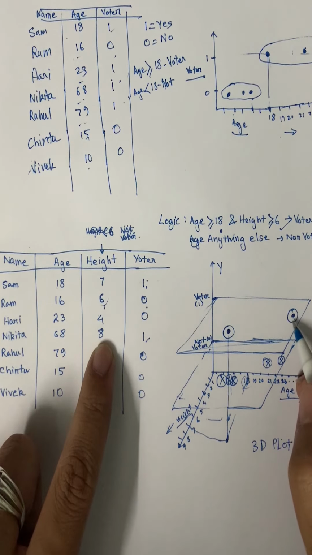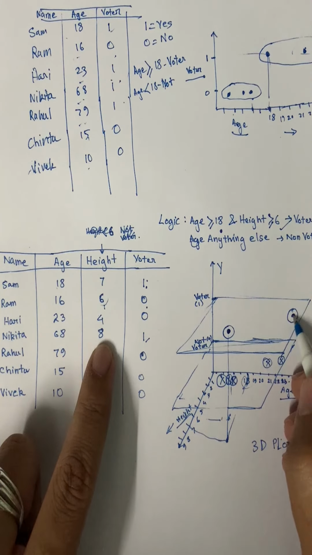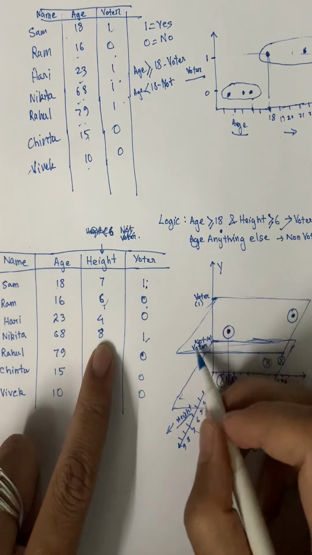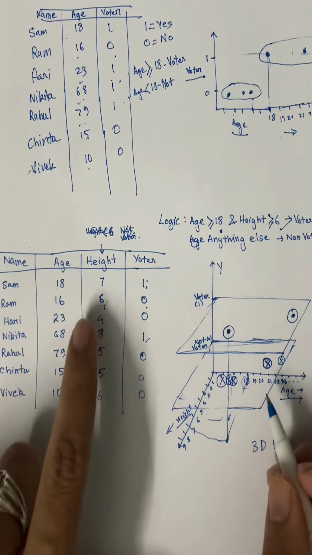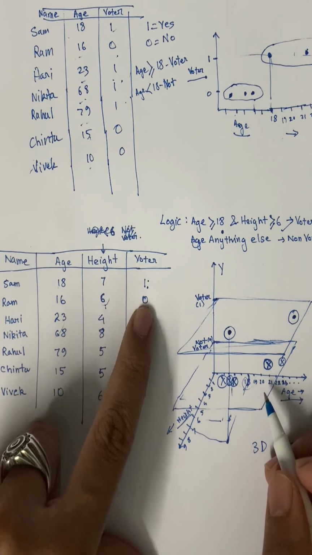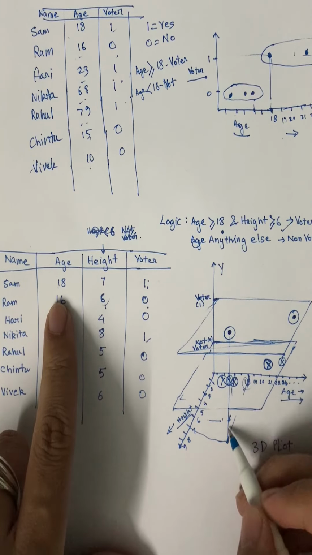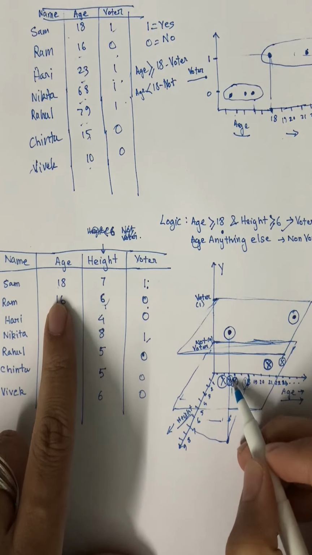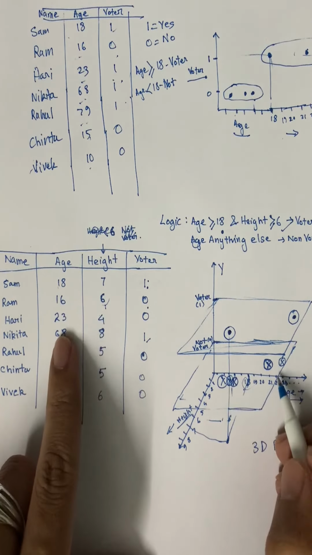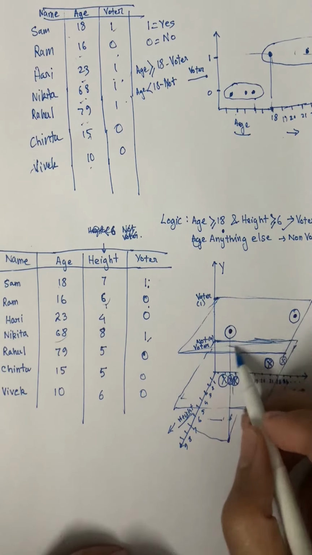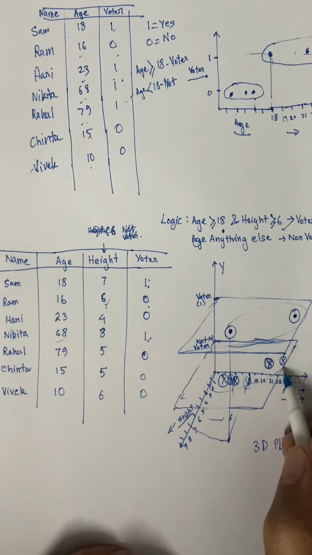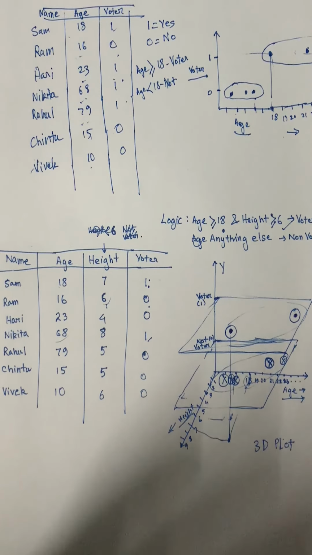So we know that voters will be plotted in this plane, and the non-voters will be plotted in this plane. See, these are all the people for like 16, 6 and 0. So 16 must be here and 6 must be here, so the person is here. All these 0s, the non-voters, are in this plane. So in this way, we can again segregate the two components of voters and non-voters.